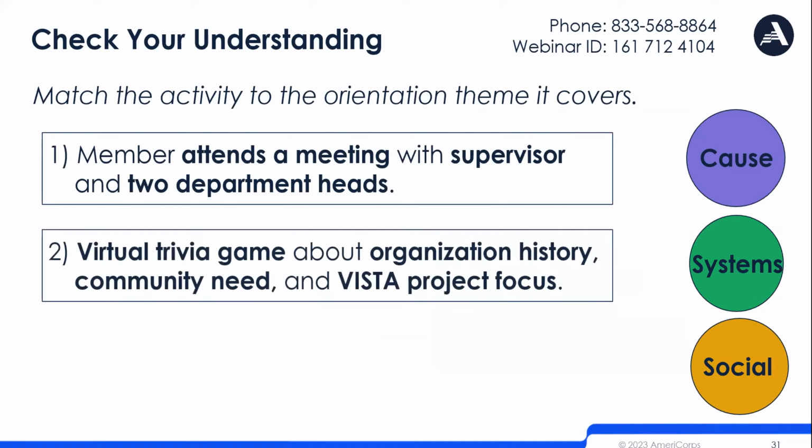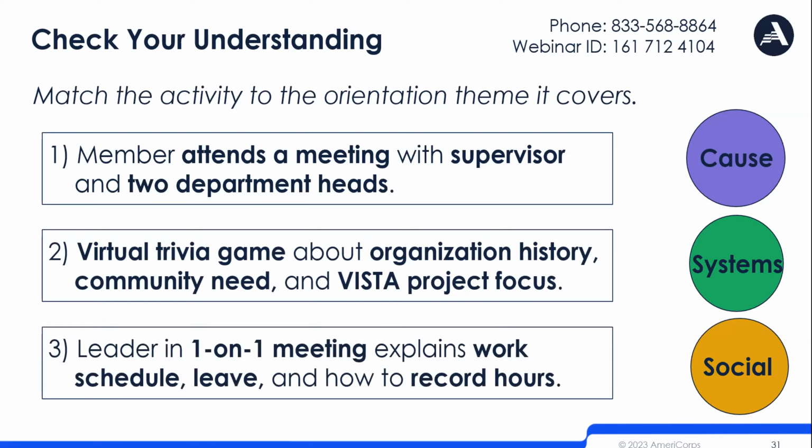For the second activity, a leader hosts a virtual trivia game with a team of new members on topics of organizational history, community need, and the focus of the AmeriCorps project. And the third activity is a leader holds a one-on-one meeting with a new member to explain the member's data collection duties, their site's work hours, and how to record service hours. I'll give you a little bit of time to answer the question in the poll.